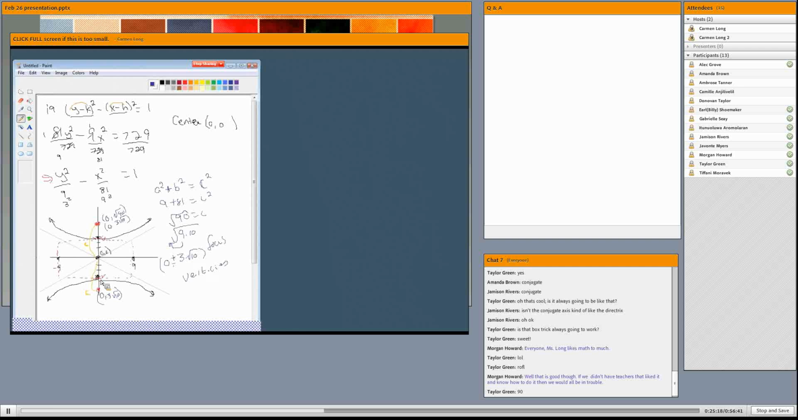Okay, let's do another problem. Let's do one where they give us the pieces and parts, and we have to write the equation. So that'll be kind of the other way around. All right, let's do this number 28.